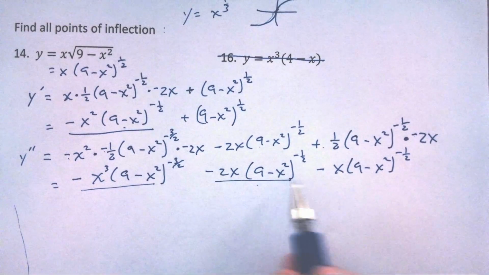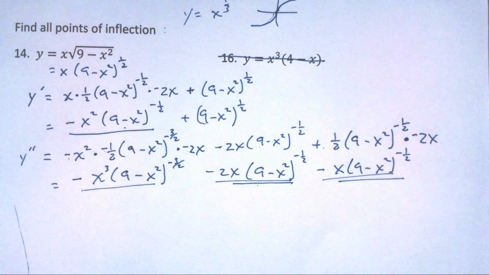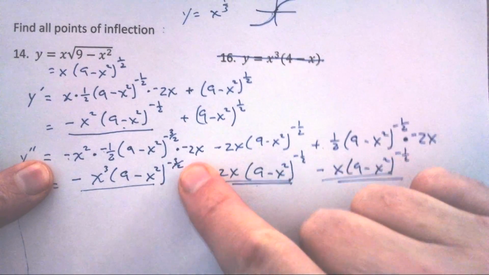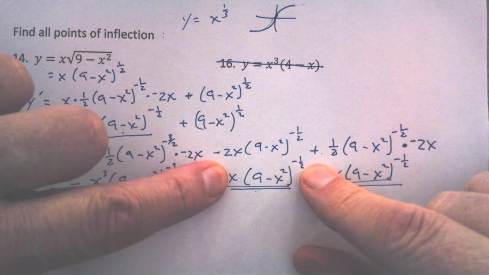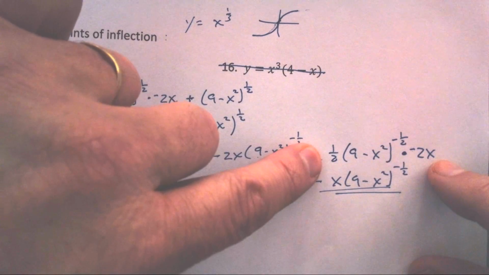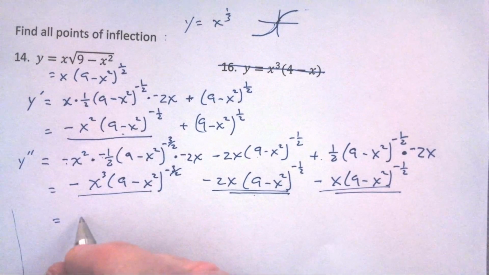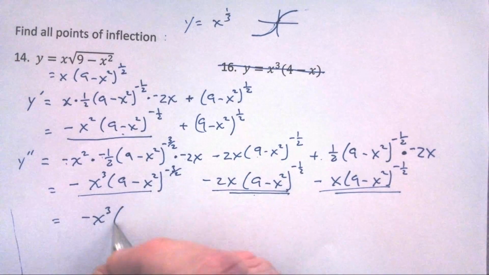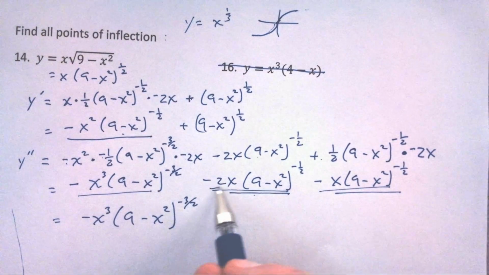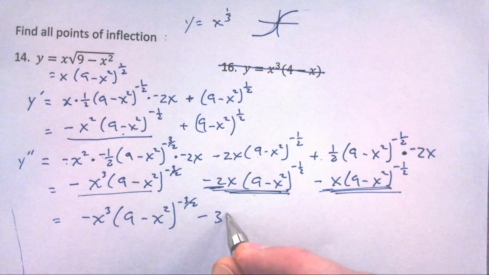3 terms, but 2 of those terms are like terms. I've got an orange, and I've got minus 2 apples, and I've got minus another apple. Ugly apples, but you see what I'm saying? Like terms there. So I'm going to combine those. Negative x cubed times 9 minus x squared to the negative 3/2. I've got minus 2 of these things, minus 1 more of these things. I've got minus 3 of these things.